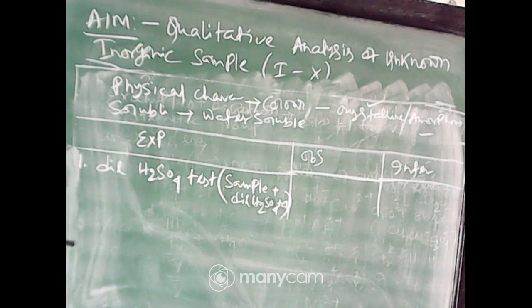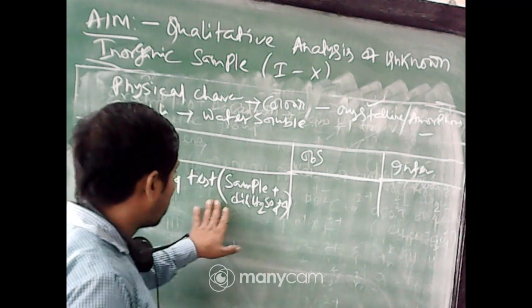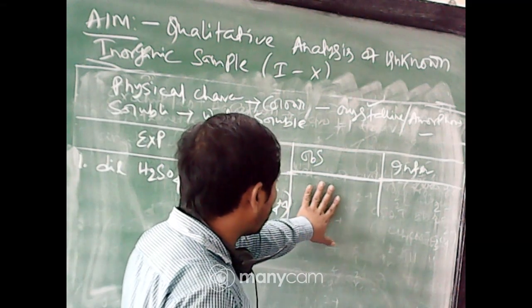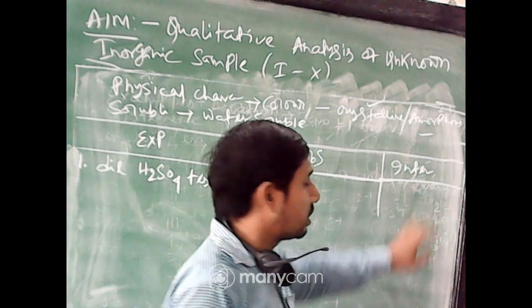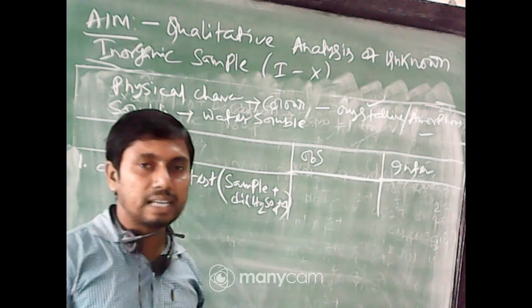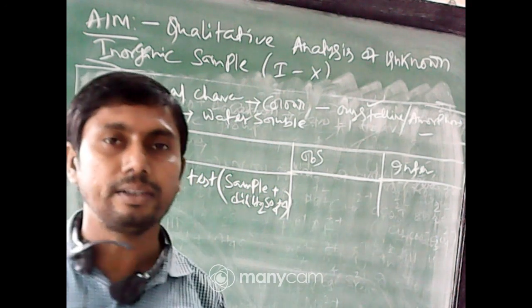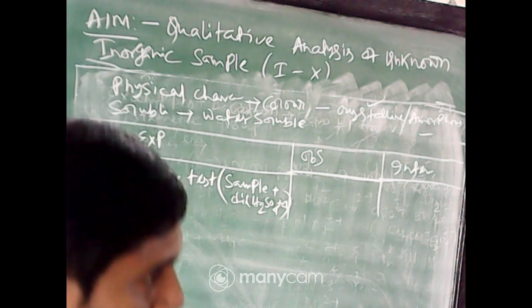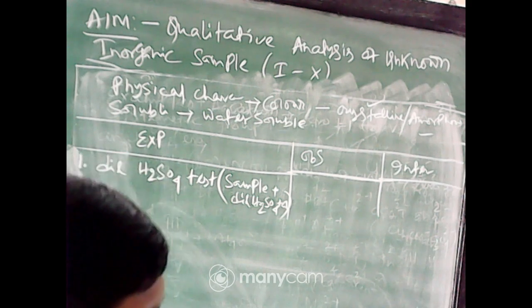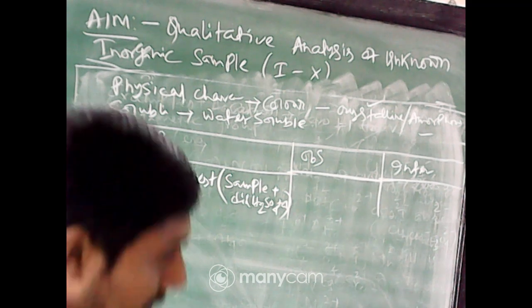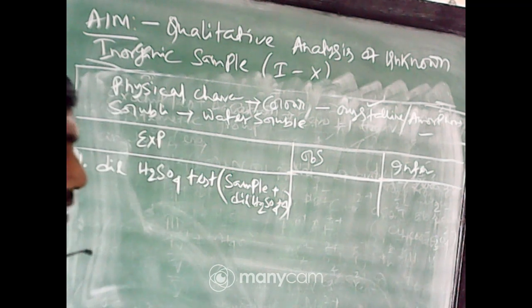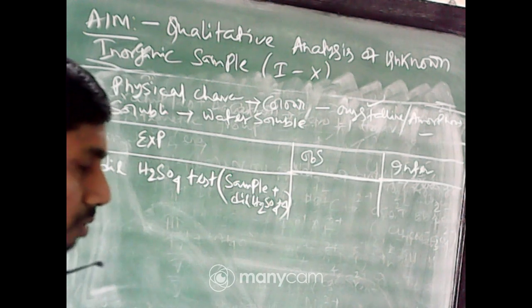Just listen to me: if you do that test and there is no such observation, that is, no gas is evolved, then in the inference section you will write that carbonate, sulfite and nitrate are absent. In that way you have to go for all these experiments, and when you look downward on the same page, there will be the detailed analysis of each individual experiment.